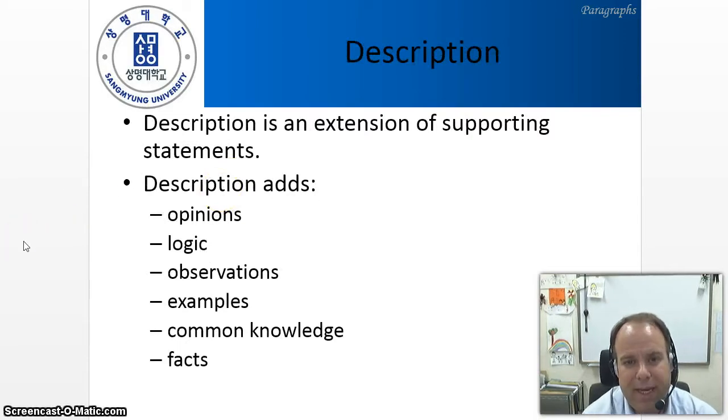So description, like I said, supports that supporting statement. It provides more information to it. So opinions, logic, observations, examples, common knowledge, facts. Now, as much as possible, you want to stick to facts, things that other people have asserted that are true in some kind of publication. A newspaper, a knowledgeable website, books, academic articles, and so forth.